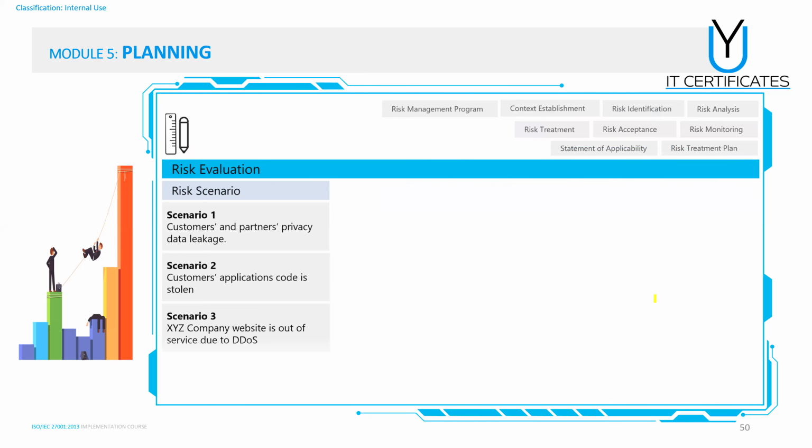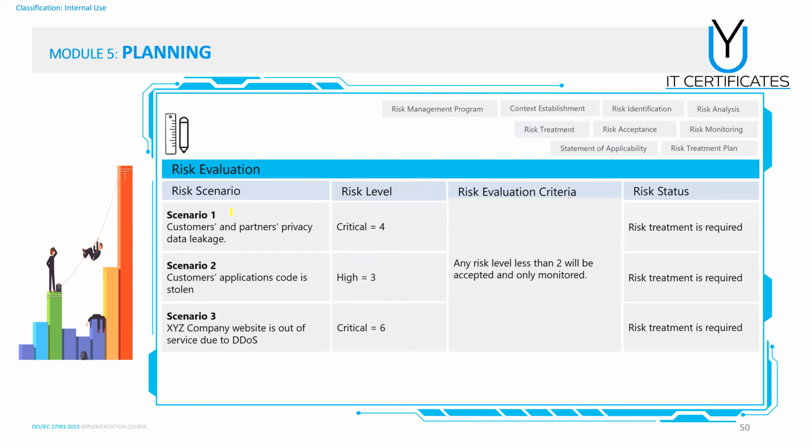Then, when we want to make a risk evaluation, you remember in scenario number 1 the risk level was 4, scenario number 2 was 3, and scenario number 3 was 6. You remember what the risk evaluation criteria was? Any risk less than 2 will be accepted. But here, unfortunately, all of them are higher than 2. So what will be the action? The action is that it must have risk treatment. This will be the action required.